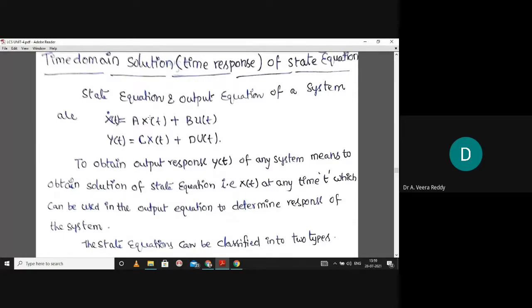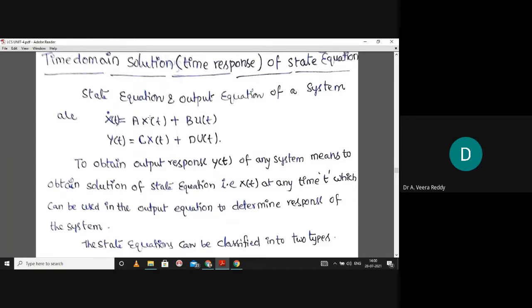Here, in order to obtain the time response or time domain solution of the state equation, or maybe the overall time response also. The time domain solution of the state equation means x of t. The overall time response means y of t. Even if you want to calculate y of t, initially you have to calculate x of t. When you know x of t, only then can you calculate y of t. Without calculating x of t, it is not possible to calculate y of t.